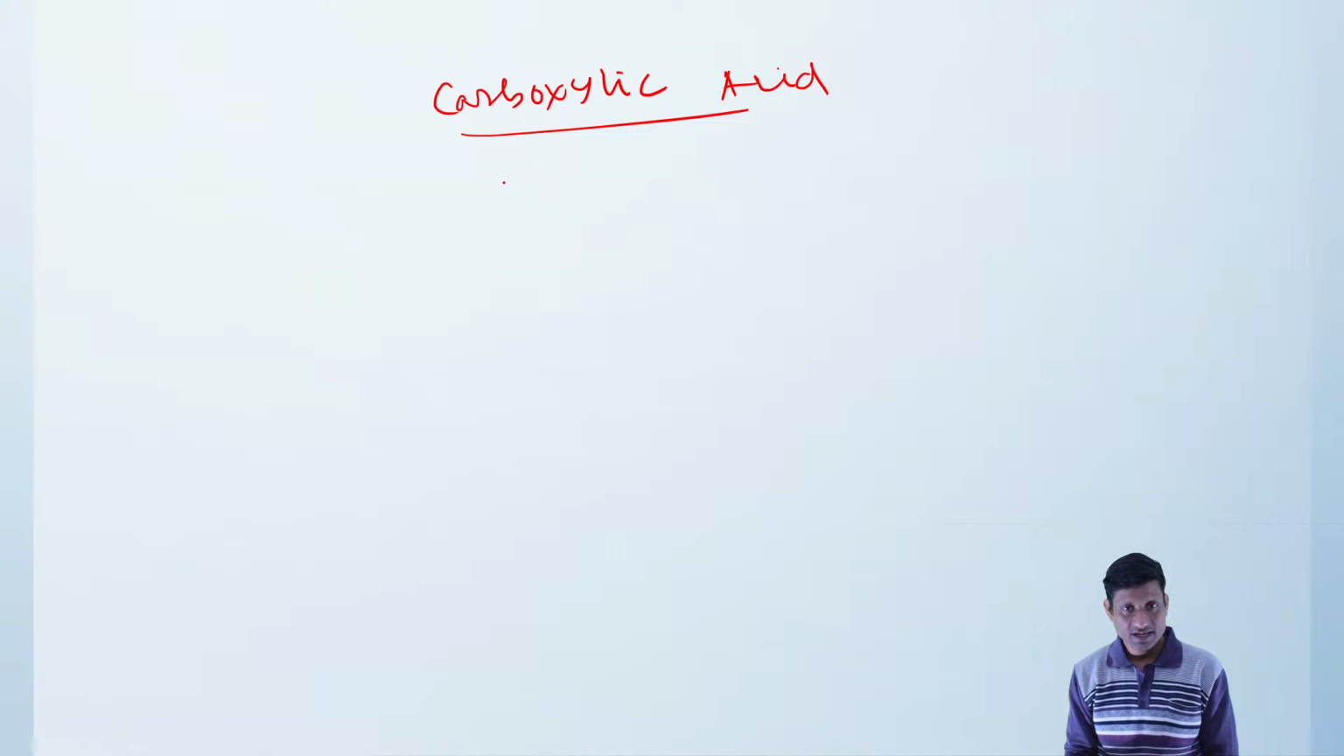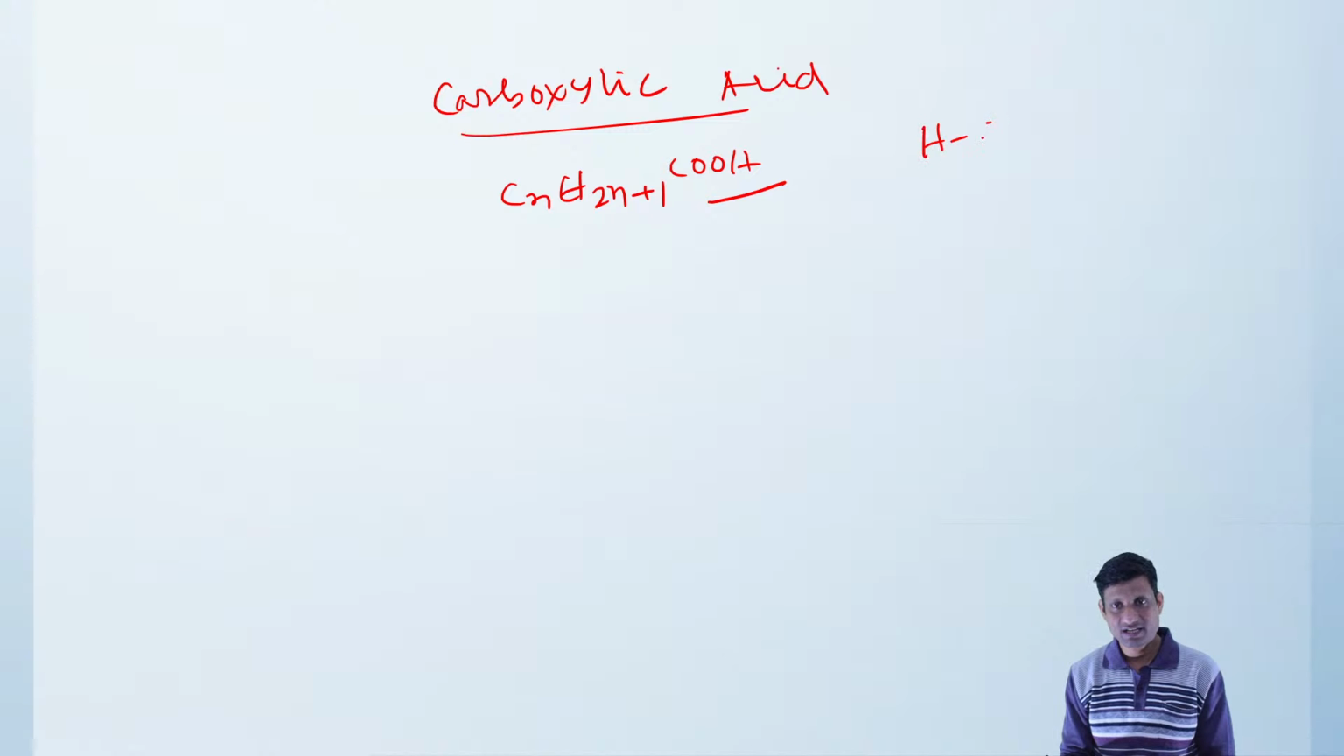Like for alcohol we have the OH functional group, here the COOH functional group is what we call carboxylic acid. Okay, so the first member of this carboxylic acid family will be HCOOH. This is formic acid, the common name, and the IUPAC name will be methanoic acid.